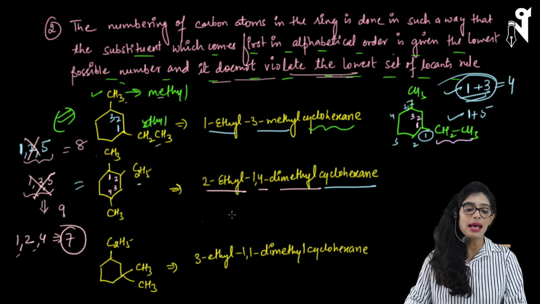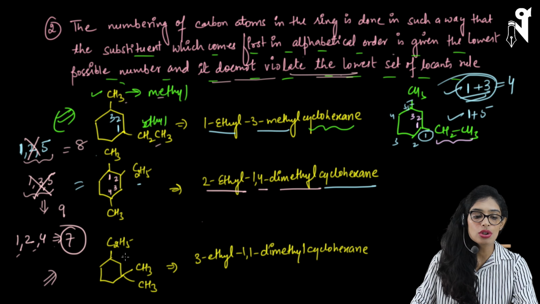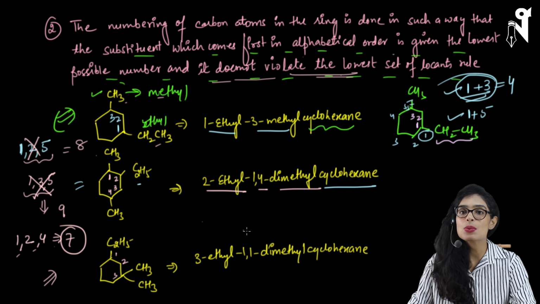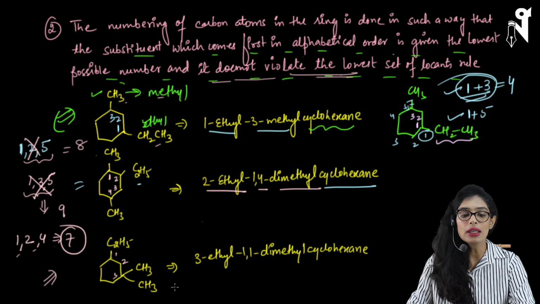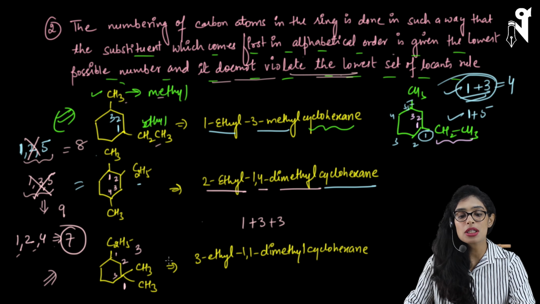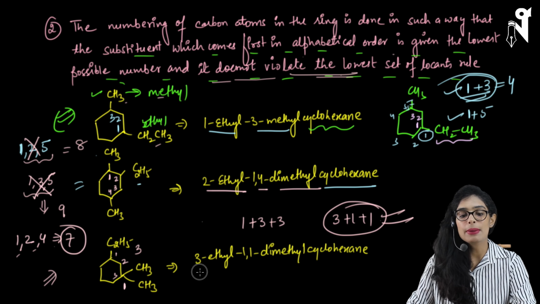Now, a similar example is the third example. Here, I can mark positions 1, 2 and 3. If I start numbering from ethyl, my ethyl will get position 1, but my methyls will get position 3, so the sum will be 1 plus 3 plus 3. Whereas if I start numbering from methyl and mark ethyl 3, the positioning will be 3 plus 1 plus 1. So this is giving me the lower sum, and I will prefer this one. So 3-ethyl-1,1-dimethylcyclohexane.